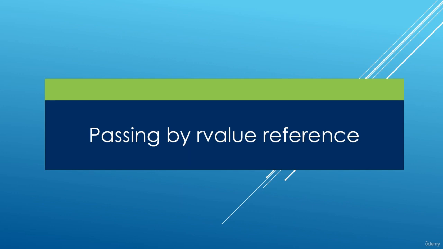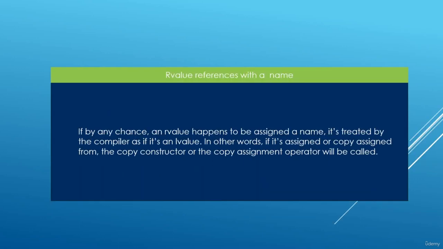In this lecture, we want to explore the problems that might pop up if you pass rvalue references to functions or methods. And we will start by giving you a simple warning. If by any chance you assign a name to your rvalue, the rvalue is going to be treated by the compiler as an L-value. Because by definition, an L-value is something that has a name and that you can grab the address of and use some kind of pointer or reference to manage it.